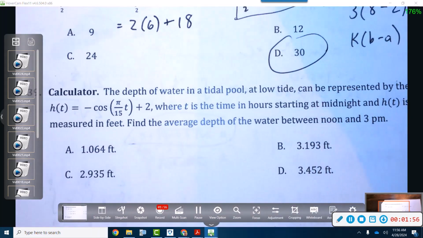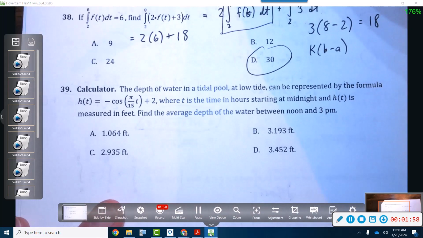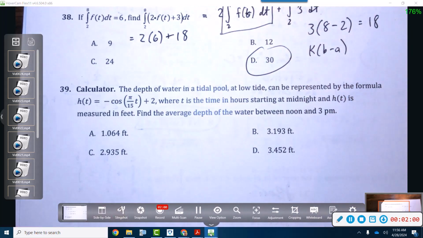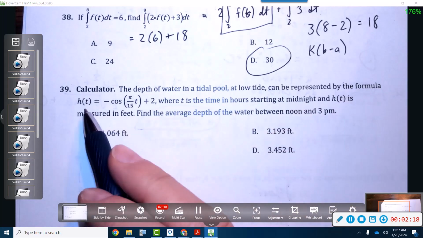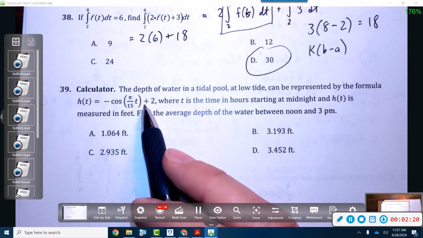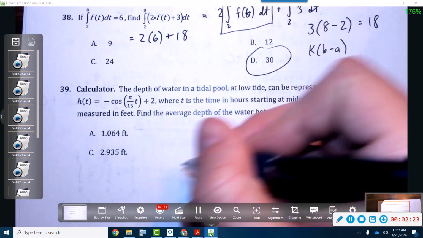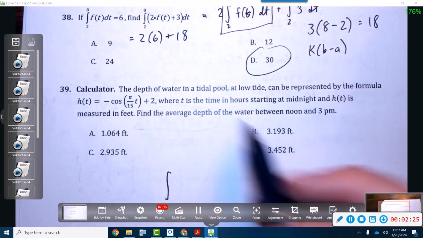Okay, let's zoom out here. Okay, so it looks like this is a calculator problem, so we're going to actually set this up in the calculator, but also just frame this correctly. So we need to find the average depth of water from noon to 3. Okay, so the average. Here is the function, and so it gives us, okay, this is great. It's the average depth of the water.